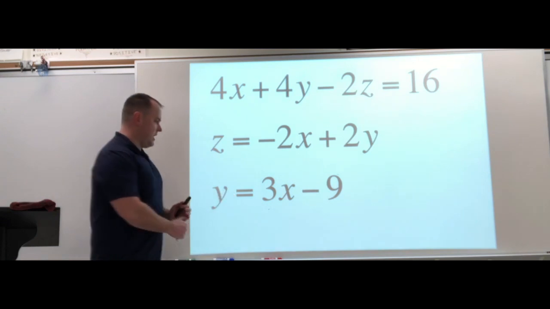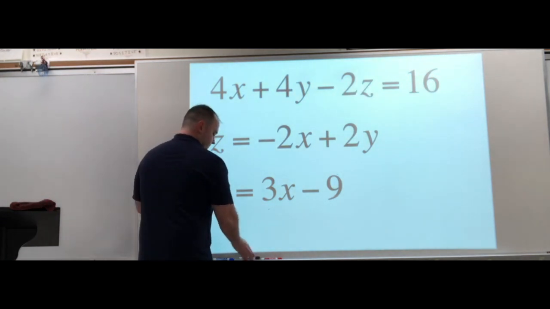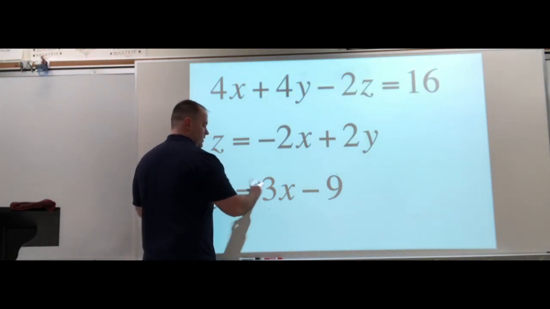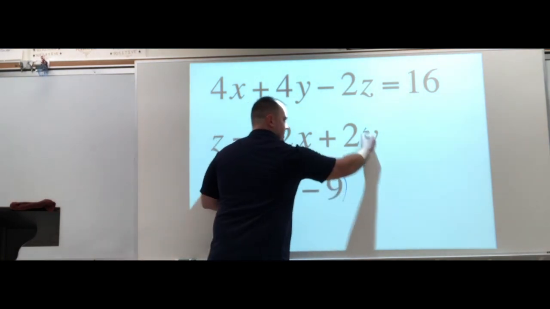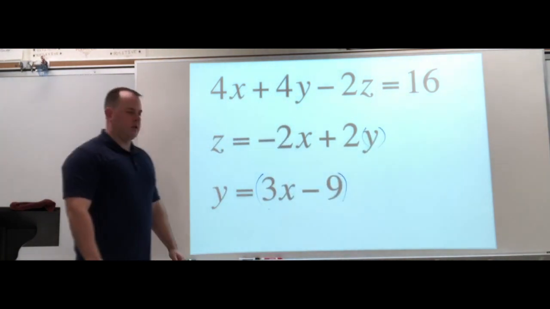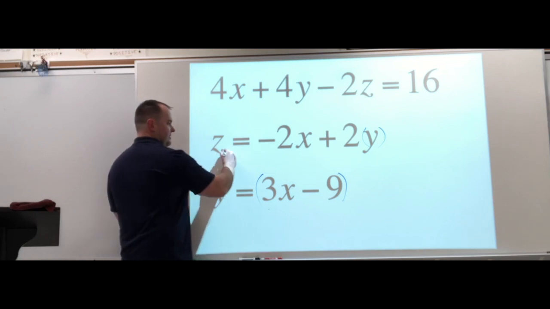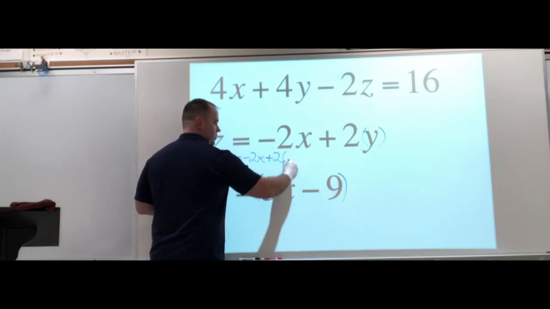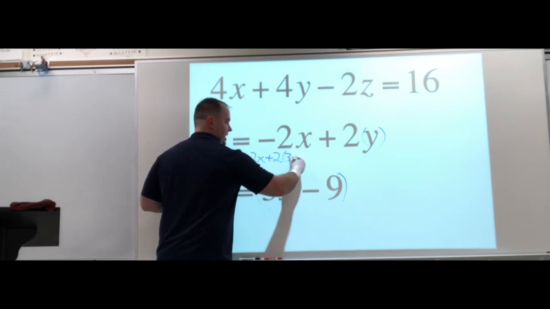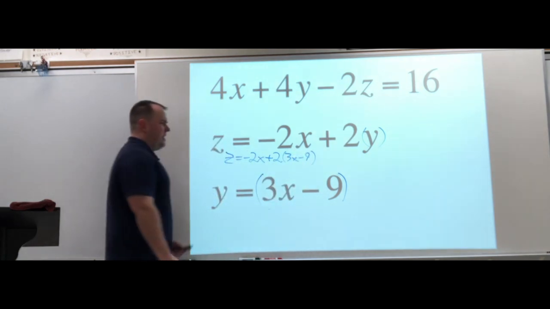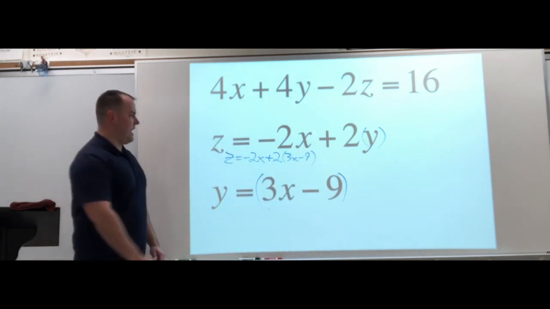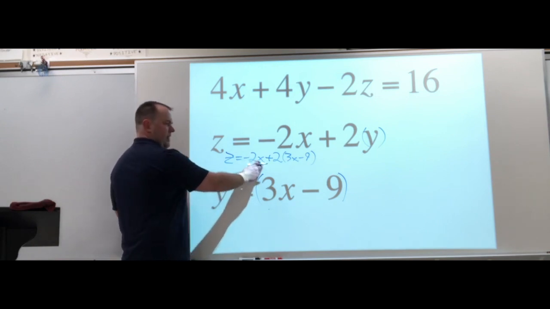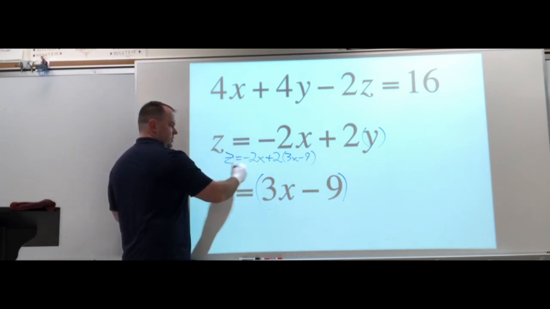I'm going to take this y here and plug it into that middle equation. Okay? So I'm going to take z equals -2x plus 2, plugging this in, 3x minus 9, and I'm going to simplify it to z and see what I have then. Because now I only have two variables here. Now I have z and x.